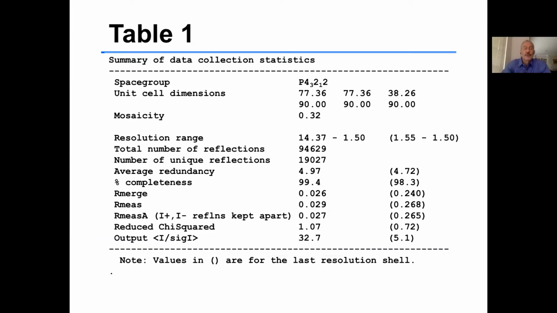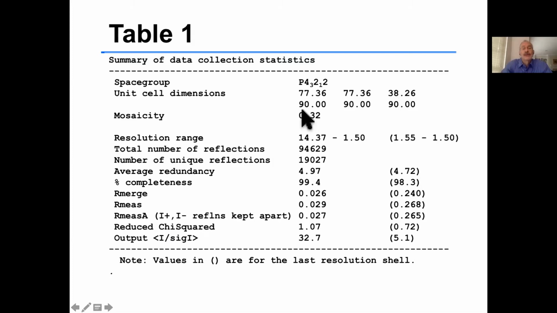Ultimately, from what we're doing in my lectures, we're going to end up with a so-called Table 1, which is a summary of data collection statistics. The Table 1 has various things in it, but generally at a minimum, it will give you the space group of the crystal that you have studied, the unit cell dimensions, the A, B, and C, the 3 cell lengths, the 3 angles. In this case, it's 90, 90, 90.